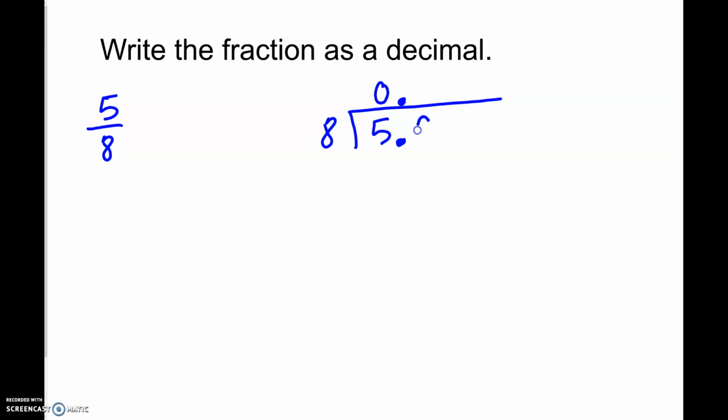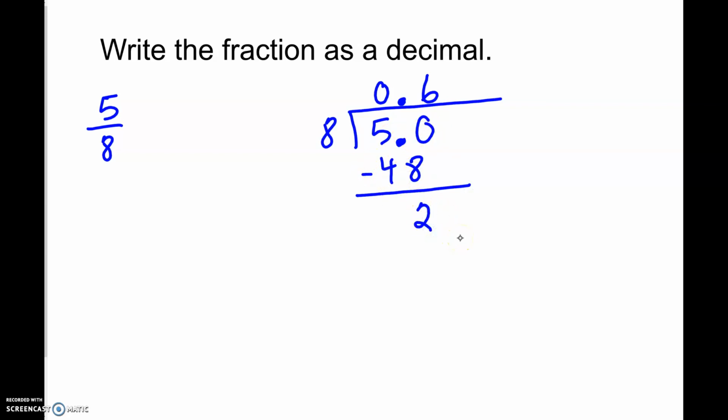And now we're going to add a 0. How many times does 8 go into 50 evenly? And it goes in there 6 times. And 6 times 8 is 48. And now we're going to subtract. So 50 minus 48 is 2.